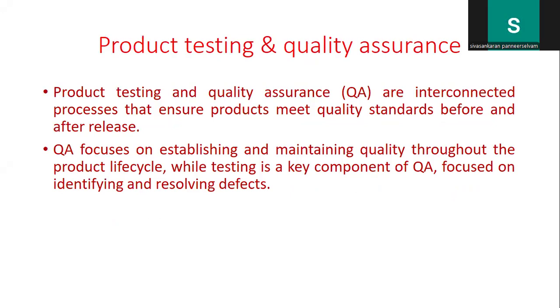In connection to that, the next one under product innovation: what do you mean by product testing and quality assurance? Quality assurance mainly tries to establish the quality of the product by taking utmost care to improve the performance of the product as per the product life cycle, by addressing the various customer complaints and resolving the defects through quality assurance and product testing.